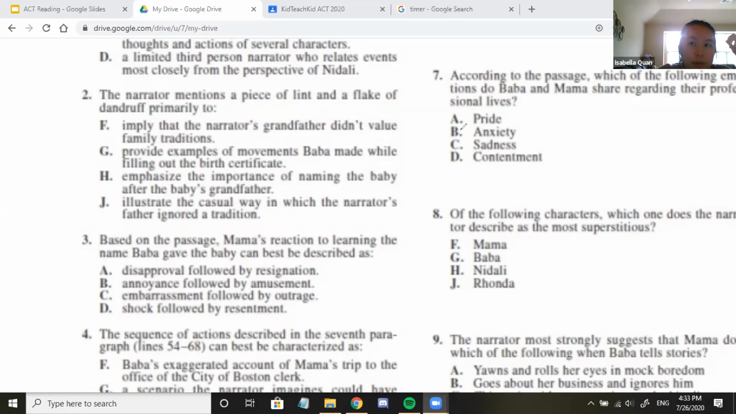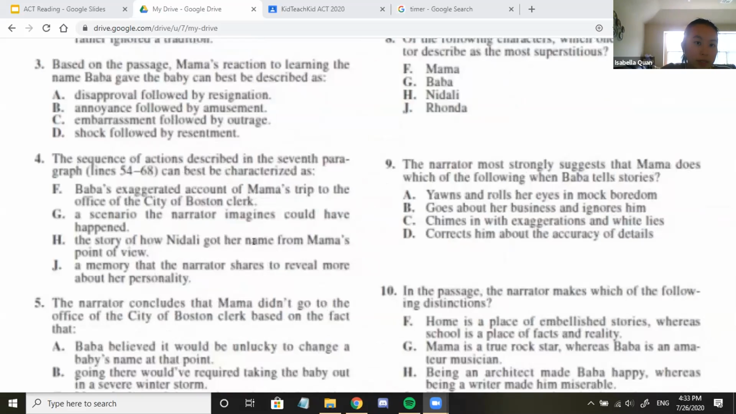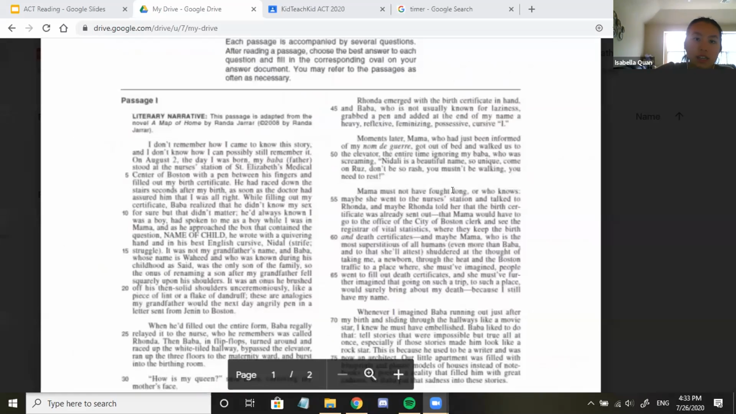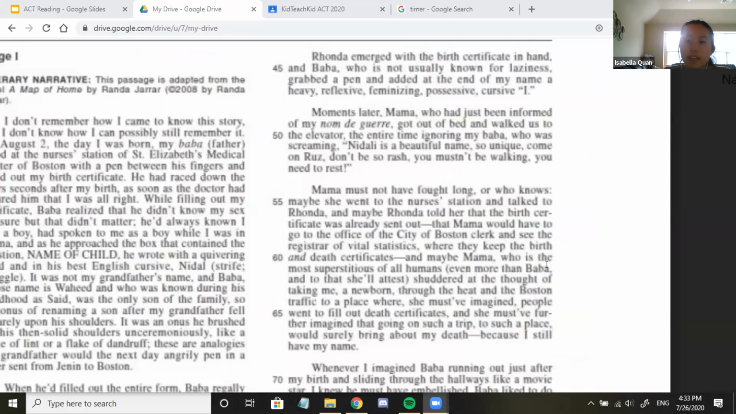Okay, number 4. I remember someone asked this one. The sequence of actions described in the 7th paragraph can be described as... So first, check the 7th paragraph, 54 to 68. The gist of this one is that her mom was mad, rushed out of the hospital, and would have to go to this office and go fix the names where to keep the birth and the death. And she is superstitious, so she decides not to do it. The key part of it is "because I still have my name." The name change did not go through.